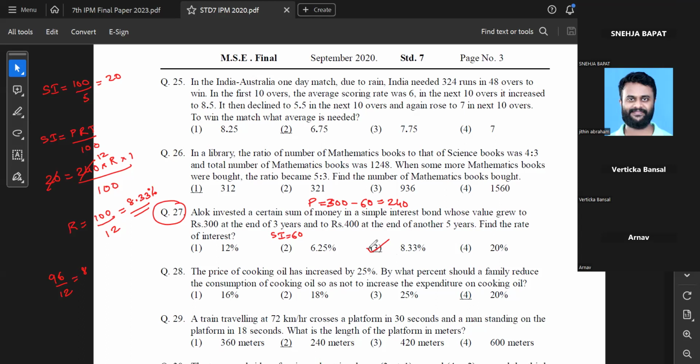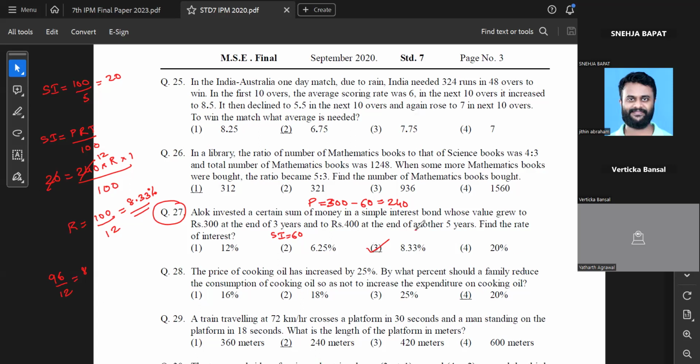Yes, Sneha, tell me. Sir, here it is written that value grew to 300 at the end of 3 years, means 300 is principal and interest, and 400 at the end of 5 years, means after three years it came to 400. Simple interest will be of 2 years 100, right? Sneha, am I audible? Yes. So, Sneha, please read the question once again. It is 400 at the end of another 5 years.